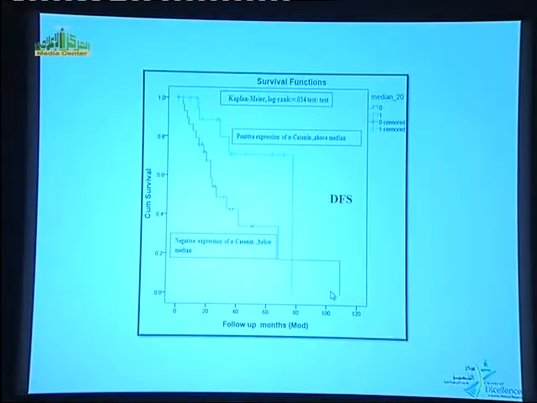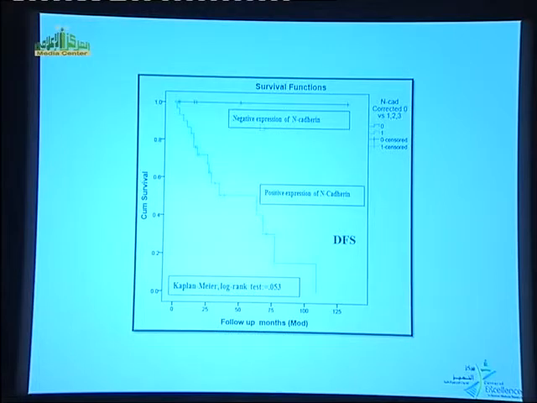We see that for alpha-catenin, patients with negative alpha-catenin have a bad prognosis, while high positive expression is better. And for N-cadherin, positive N-cadherin is worse than negative N-cadherin. But we didn't find any correlation with E-cadherin and beta-catenin, unfortunately, in our samples.